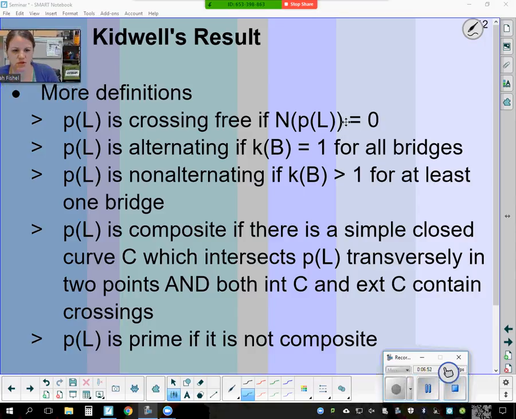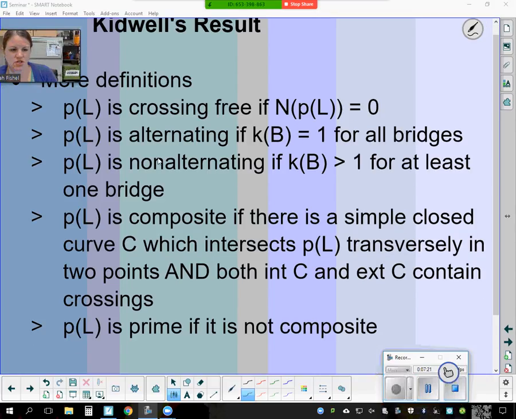The projection is alternating if the length of the bridge is 1 for all bridges. Alternating basically means you go over, under, over, under, over, under. So you're never going to have 2 overpassings in a row. You're never going to have 2 underpassings in a row. And of course, it would be non-alternating if the length of the bridge is greater than 1 for at least one bridge, because that would then mean you have 2 overcrossings or 2 undercrossings in a row.